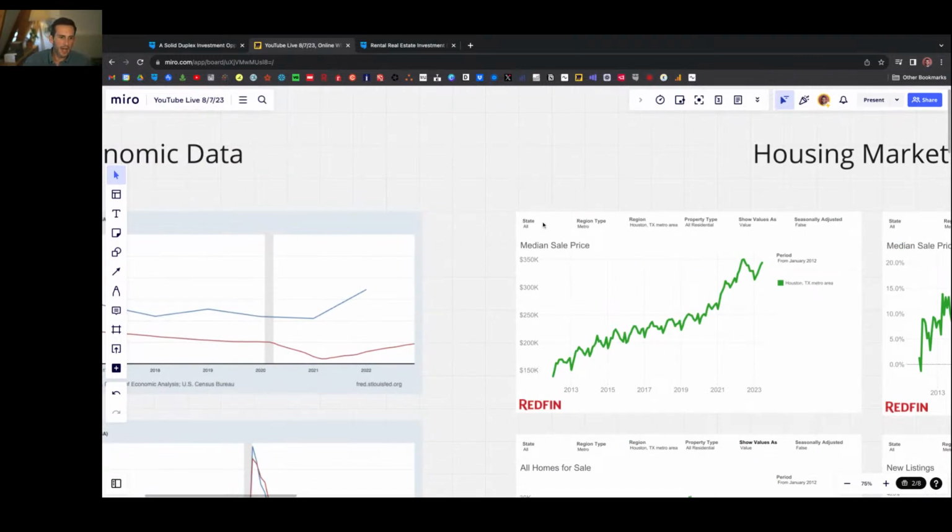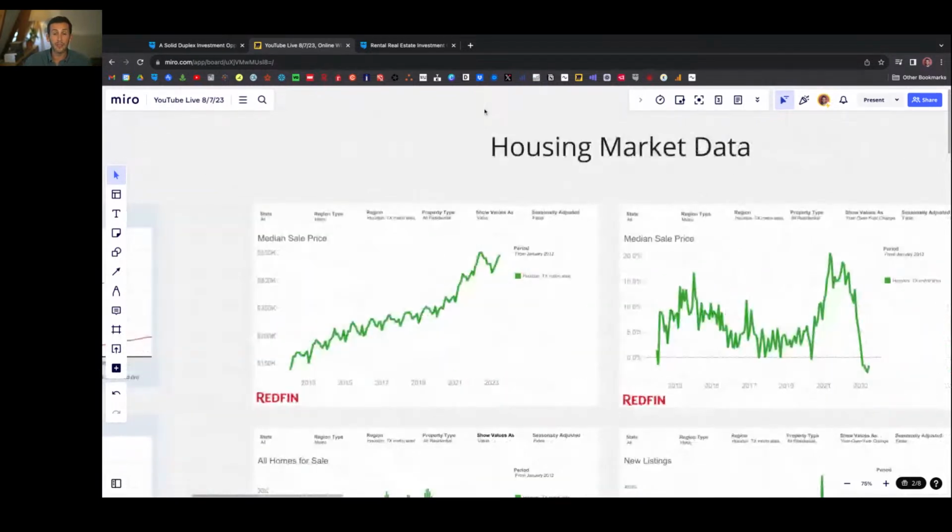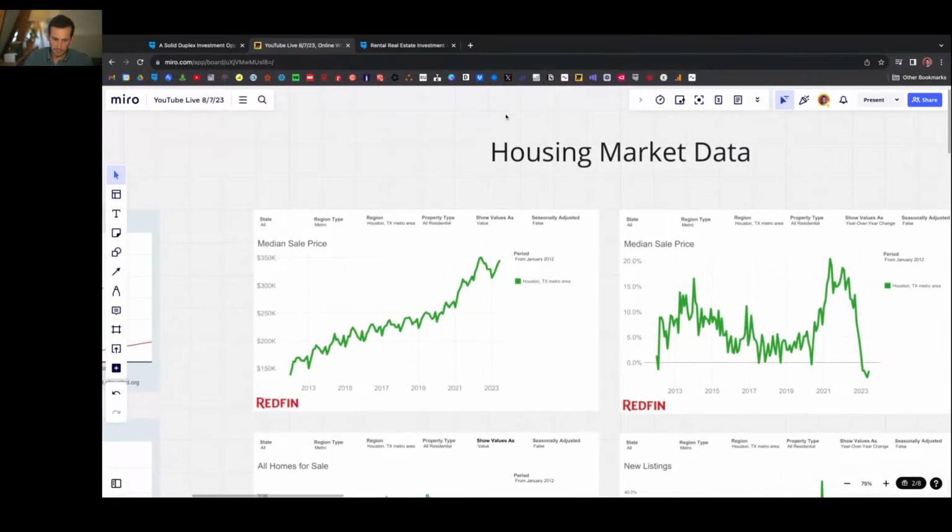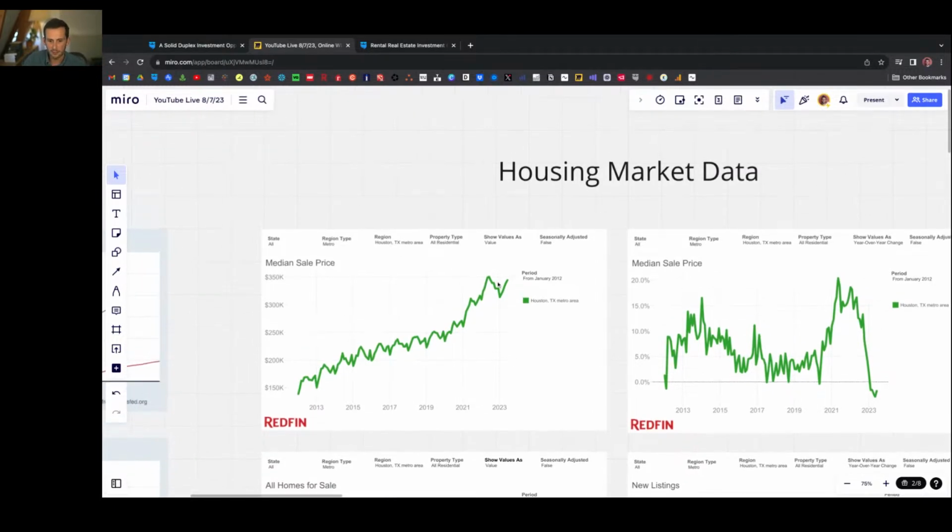So that was step one, just looking at the broad market of Houston and what's going on. But obviously, these economic indicators don't tell us everything that we need to know about this deal. We also need to drill down to step two, which is housing market data. This is probably stuff you're already familiar with, things like the median sale price. And as you can see here, prices in Houston did go down over the last couple months, but are coming back up. So that's what this chart is here on the left that I'm highlighting.